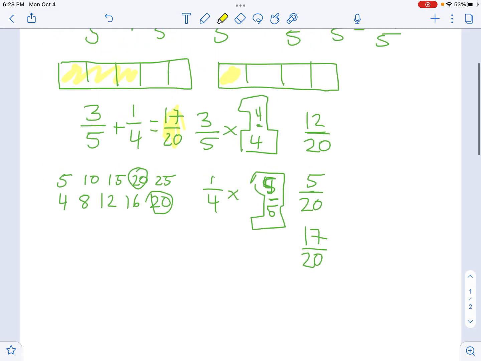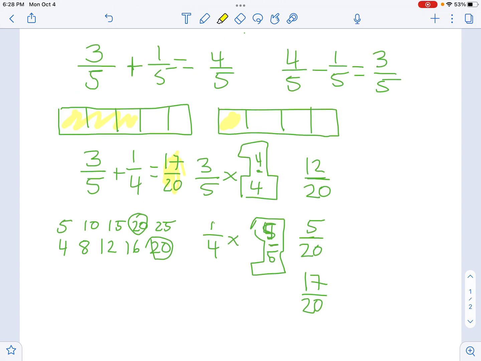Okay, so one of the things you might think to yourself is, oh, it's pretty easy to find this common factor. Why are we finding the least common multiple? Why don't we just multiply 5 and 4? We know we have to get something that's a multiple of both 5 and 4. That does work, although you end up with some fairly large numbers that way, and that's not always the easiest thing to do.